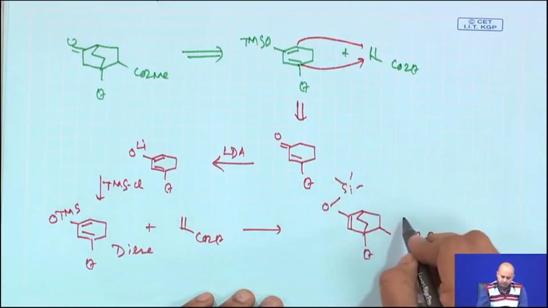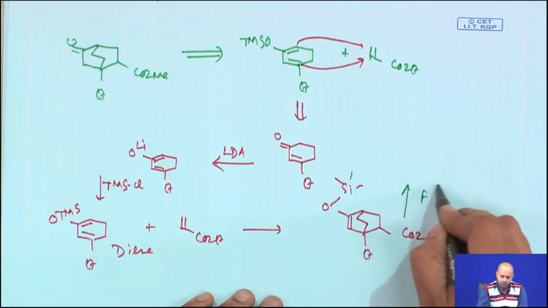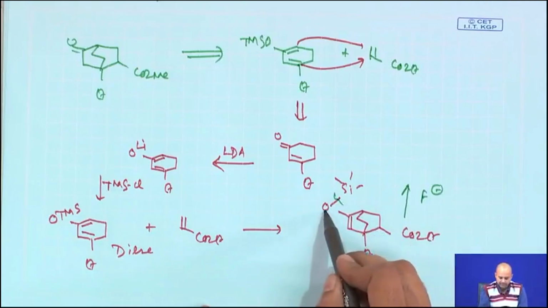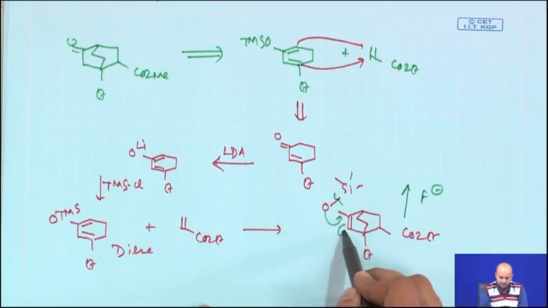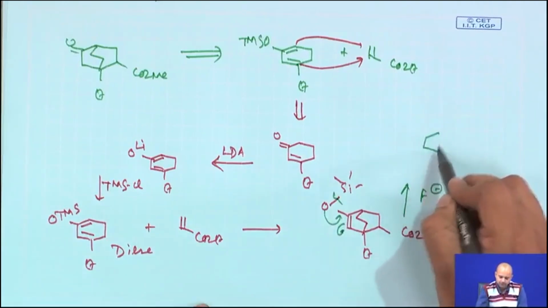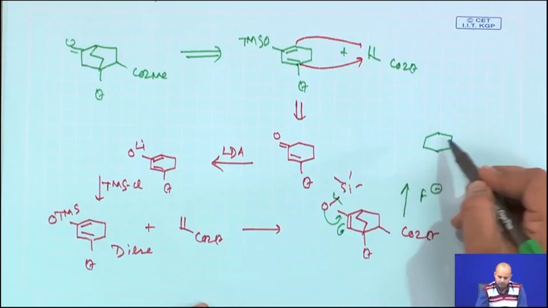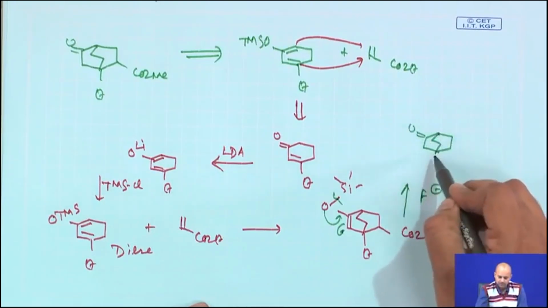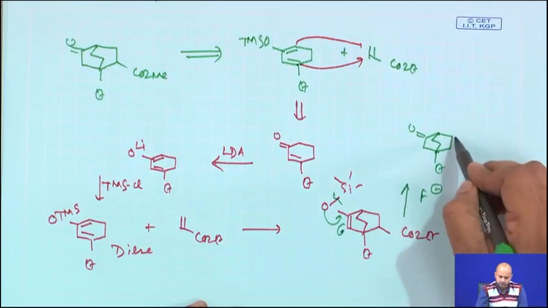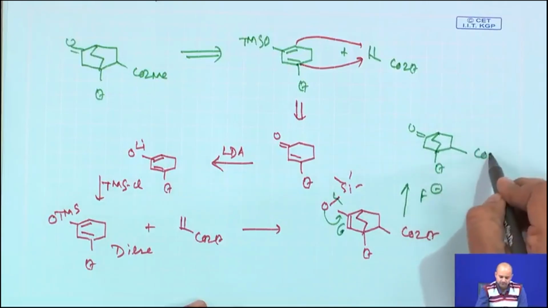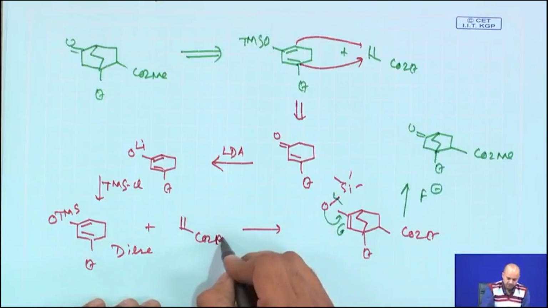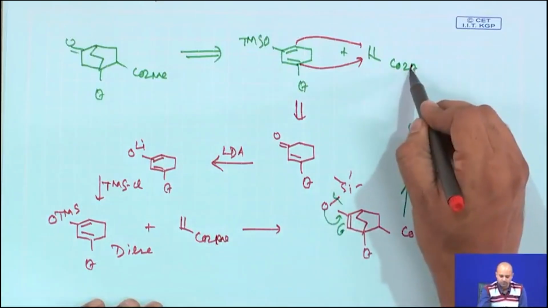Now, if you react with a fluoride source, you basically get oxygen-silicon cleavage, and then it comes back and protonates to give you the enol, which then tautomerizes to give you the target molecule, which was this structure. So, this will be CO2Me. We put CO2Et, so similarly basically CO2Me.